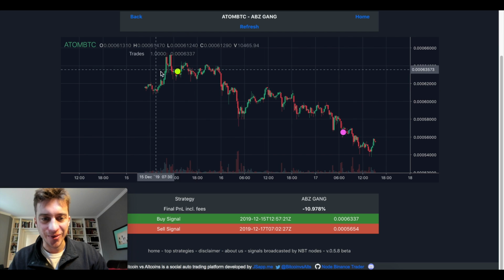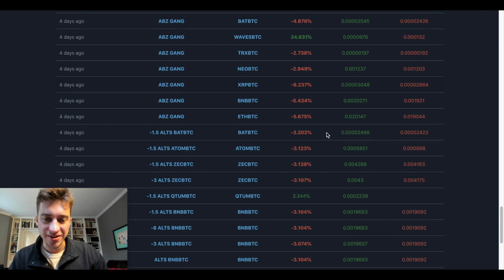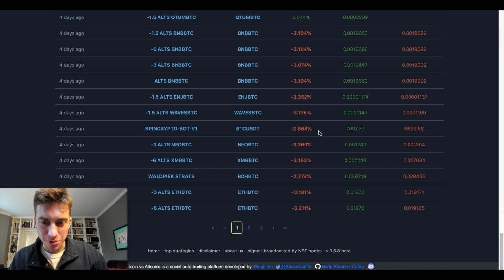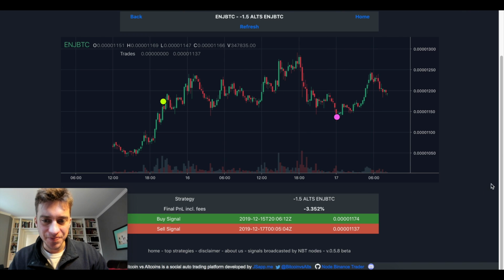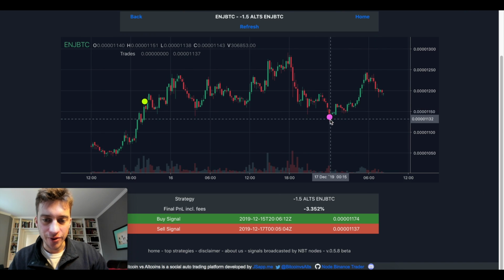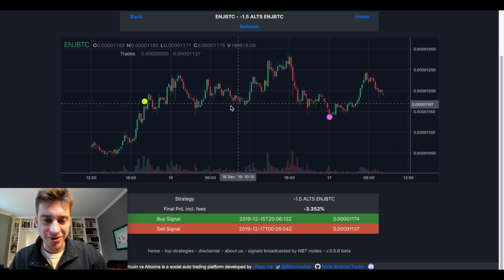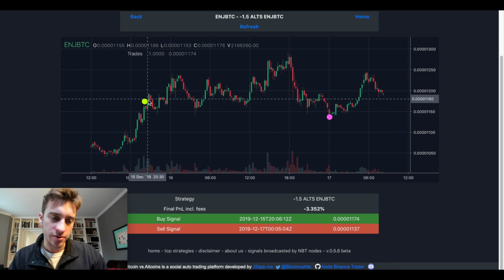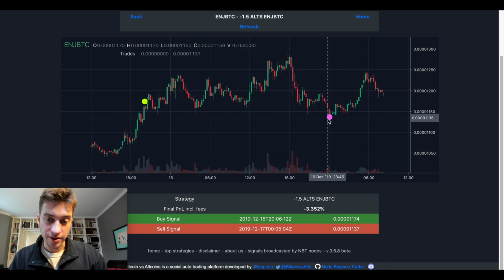Look at this. Oh, okay, it's this one. This one looks like something I've already seen before. All right, let's do 2 more. ENJBTC. Wow. It sold at the direct market bottom and then price went up. It bought here. Not a great spot to have shorted, but that's nice.